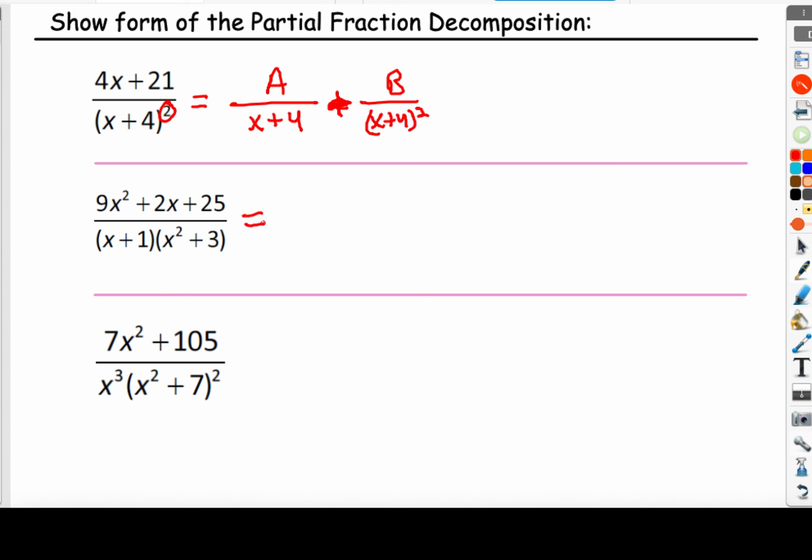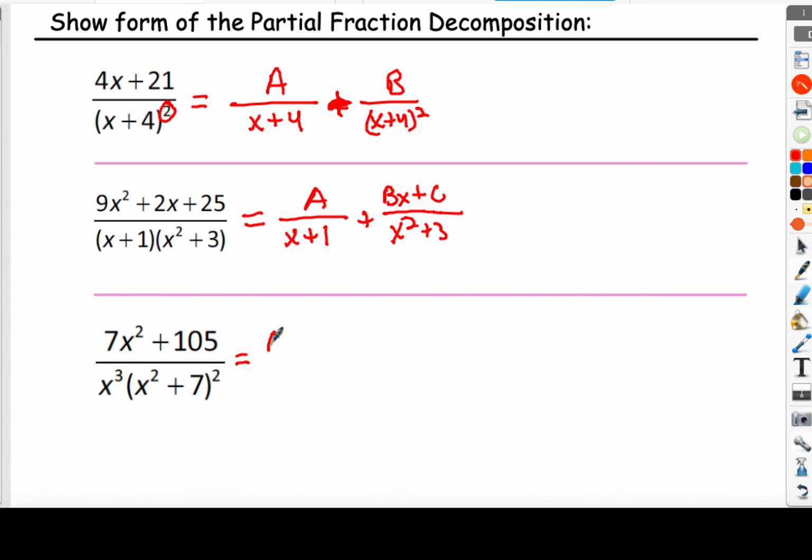Again, if we're doing quadratics, just to be pre-warned, x plus 1 is a simple linear, so that's just a constant on top, but x squared plus 3 is quadratic, so we would say Bx plus C when we went to set that one up. Then we would approach it the same way we did before.